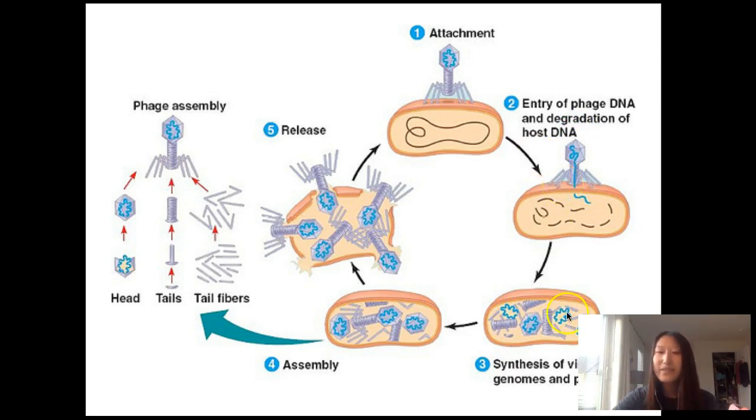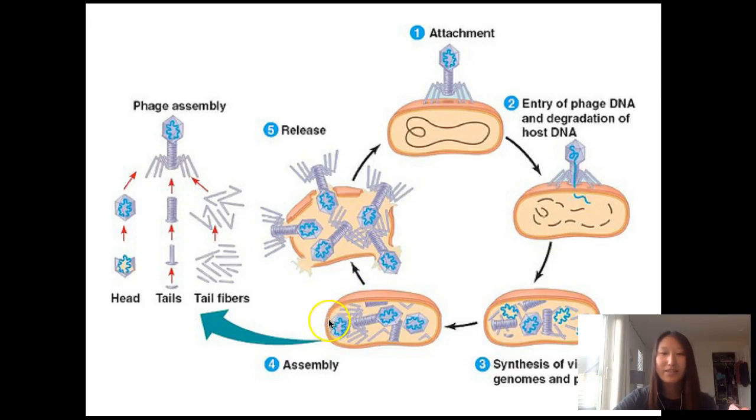Now, after this DNA enters the bacteria, it will trick the bacteria into a state where the bacteria will actually do the job for the virus. So it will make copies of the viral DNA. It will do transcription and translation to make the viral protein capsid, so that many more viruses can be produced.